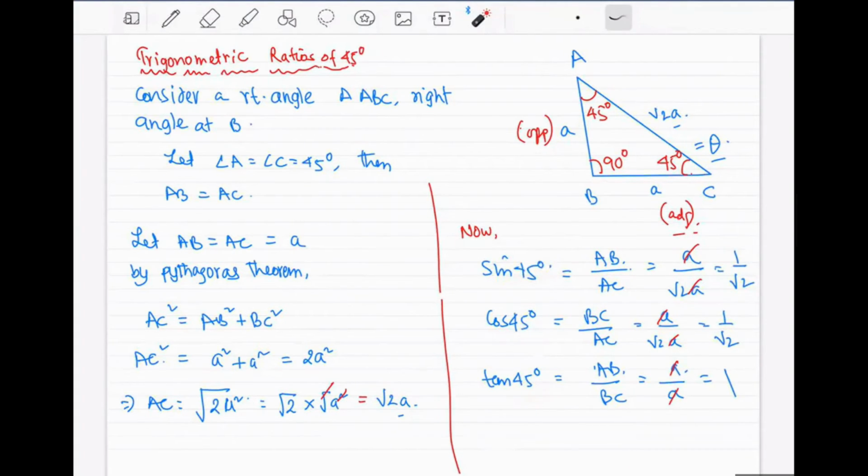Both sine 45 and cos 45 will be equal to 1 by root 2 each. And then tan 45, you just have to know that this is 1. The others are reciprocals, simple and easy. So just for writing this, you are going to get 3 marks. I mean, you have to continue the others also. Cosec, sec, then cot, all of them, you have to write it down.